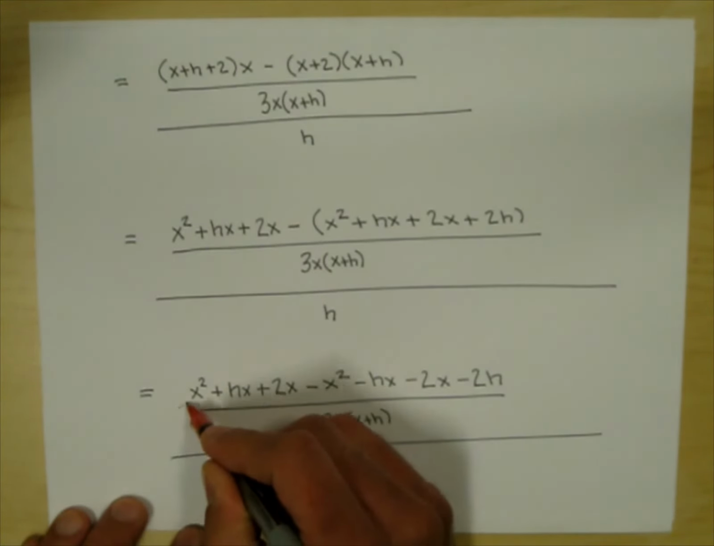So you're just left with a negative 2h on the top of the top fraction, or the numerator of the numerator. So what I'm going to do is a copy dot flip, where I copy the top, dot is multiply, and then flip the bottom. Other teachers might call it an invert and multiply.